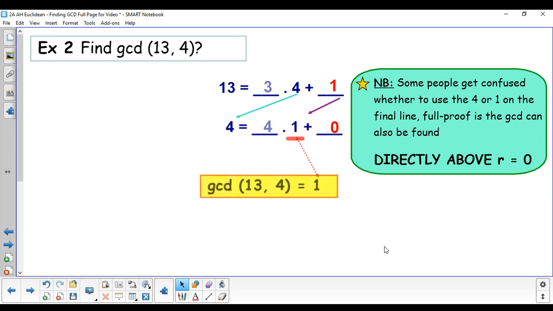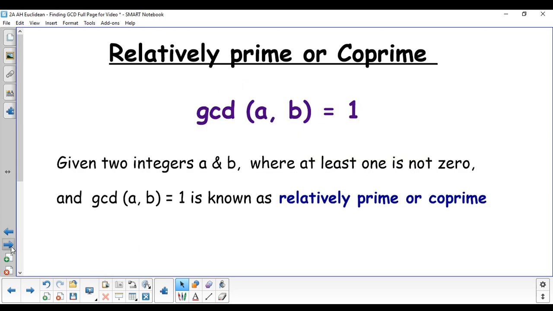That's got a special name when it equals 1. It's called relatively prime or co-prime, and this is when at least one of them is non-zero, and when you find the greatest common divisor is 1, it's relatively prime or co-prime.